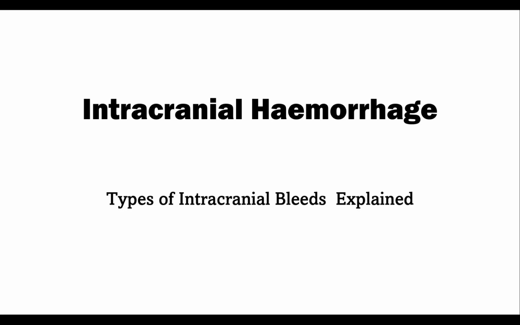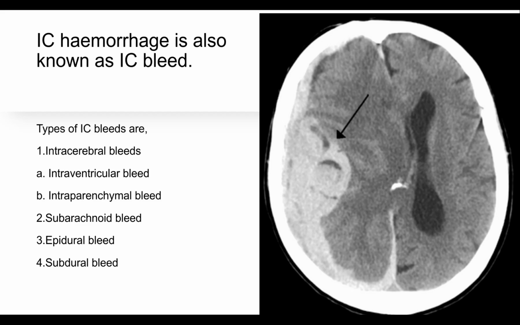Intracranial hemorrhage. Types of intracranial bleeds explained. IC hemorrhage is also known as IC bleed. Types of IC bleeds are: 1. Intracerebral bleed, A. intraventricular bleed, B. intraparenchymal bleed; 2. Subarachnoid bleed; 3. Epidural bleed; 4. Subdural bleed.